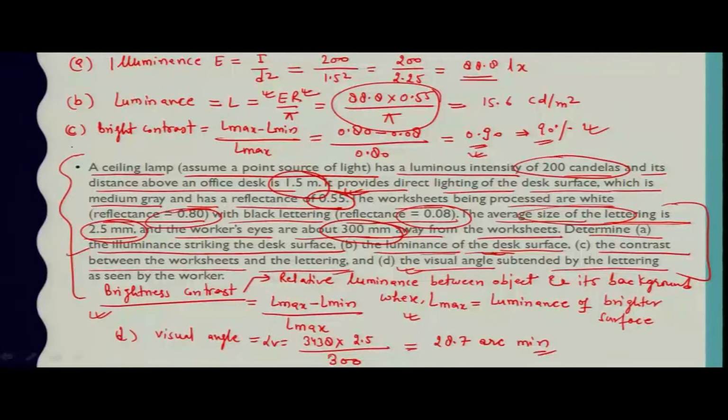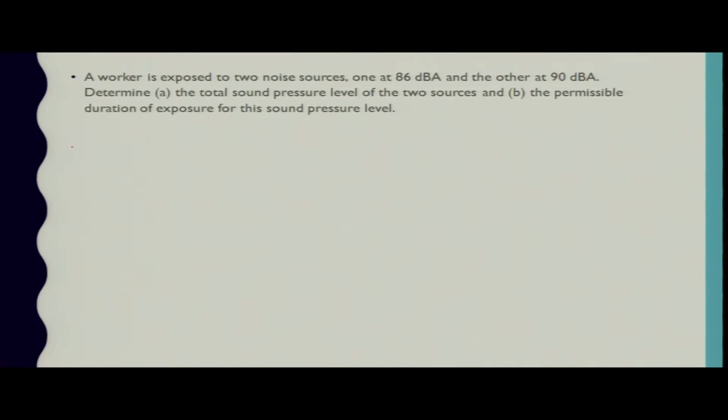In this way, all these analytical values can be calculated with the help of the concepts that have already been developed by our researchers and young and intelligent minds. Another question for you to solve is based on sound pressure level. A worker is exposed to two noise sources, one at 86 decibel, the other at 90 decibel. Determine the total sound pressure level of the two sources and the permissible duration of exposure for this sound pressure.